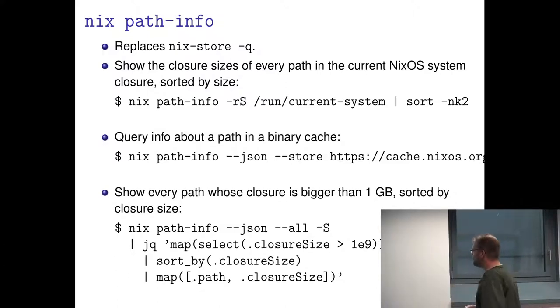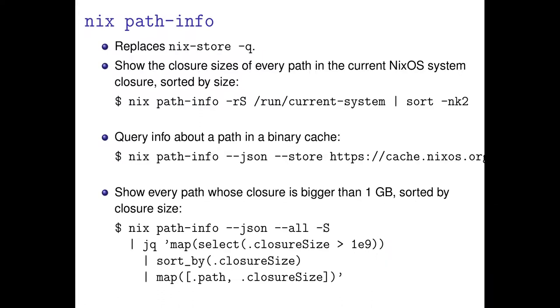So another thing to mention, I'll come back to the next slide, is there's a store parameter, so you can specify which Nix store you want to apply the query to. Usually that's your local store, but it can also be a binary cache. A binary cache is considered a store because it contains store paths with references and signatures and stuff like that.